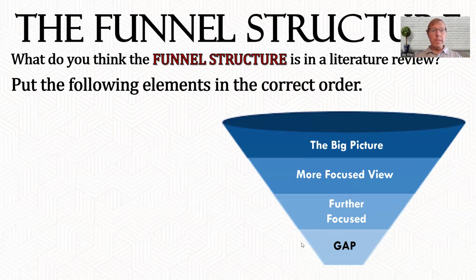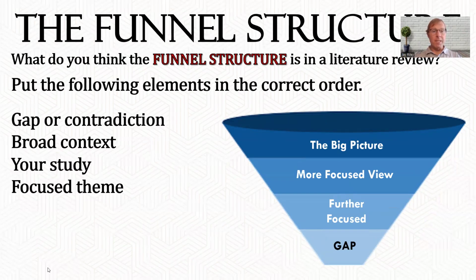So, when we take a look at these four elements here, I want you to put them in order in terms of how they would appear in the literature review. We've got our gap or contradiction, our broad context, your study, and the focused theme. So, how would you put those in order?